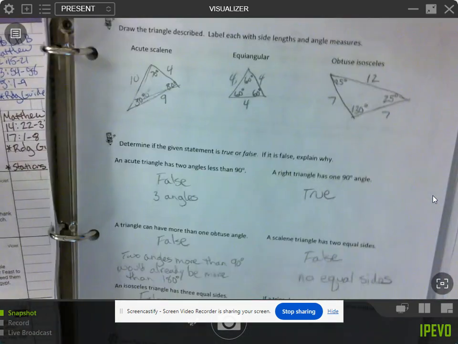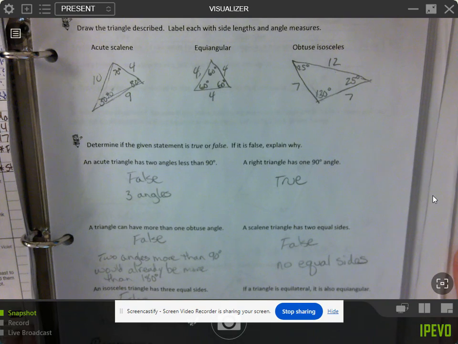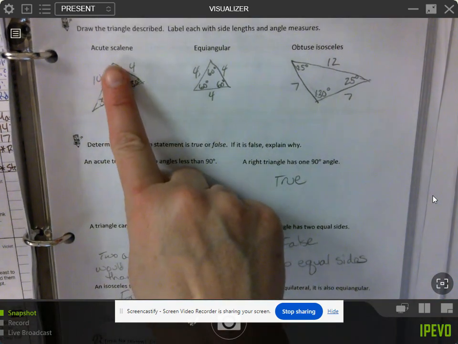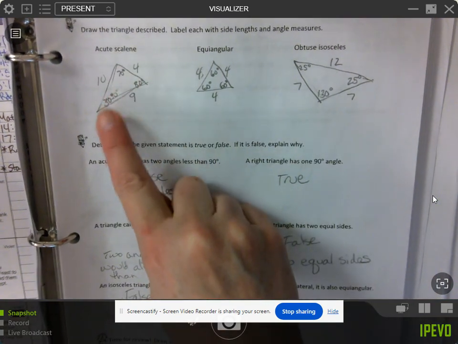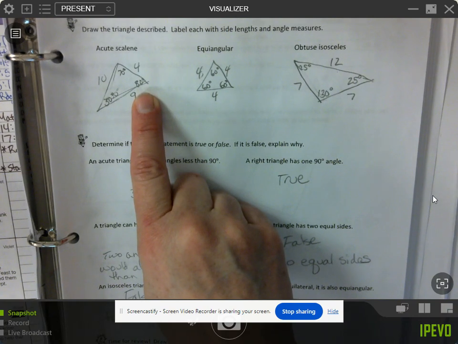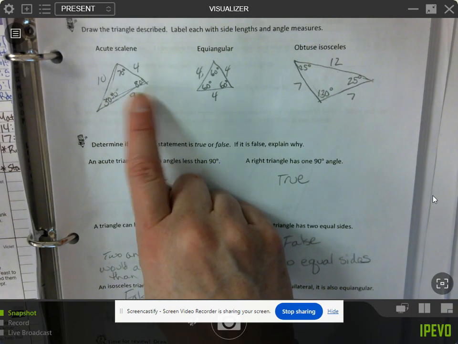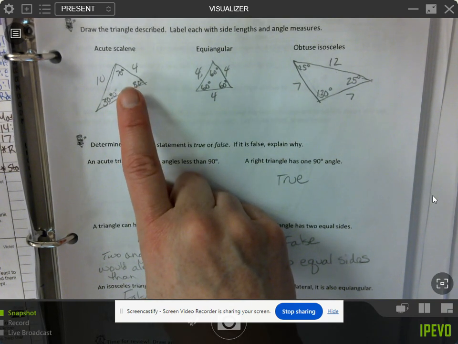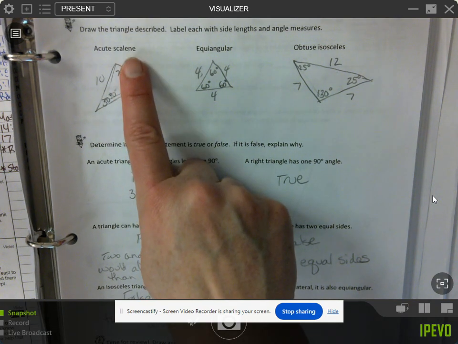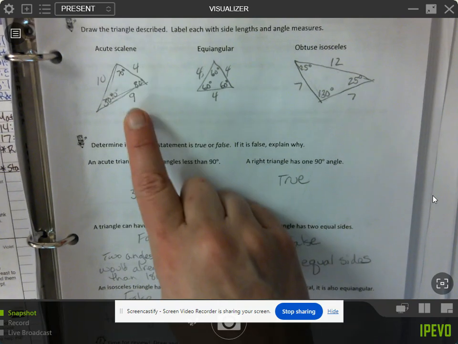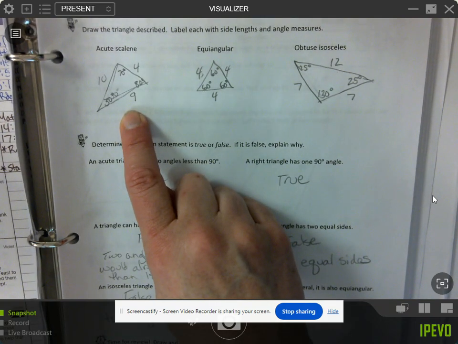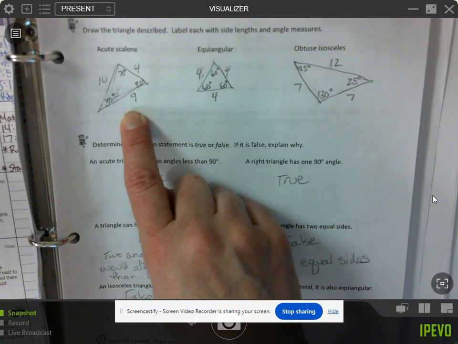All right, second page. An acute scalene triangle. So if it's acute, all the angles are smaller than 90 degrees. And if you add up all of your measurements, it equals 180 degrees. It is scalene, so each of our sides is a different measurement size.